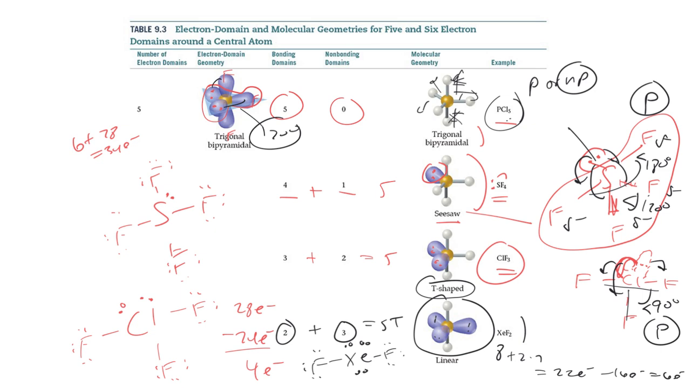Okay, so the structures did have choices, but these are the choices that molecules adopt. Any molecule with 4 bonding domains and 1 non-bonding domain is a seesaw geometry. 3 bonds, 2 non-bonding domains goes T-shaped, and 2 bonding domains, 3 non-bonding domains goes linear. So xenon F2 is back to linear.